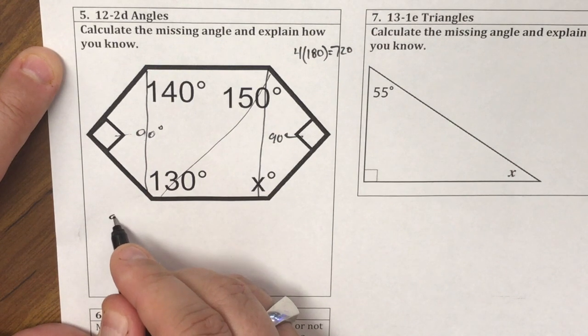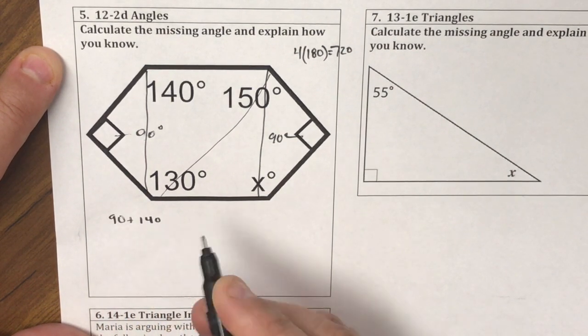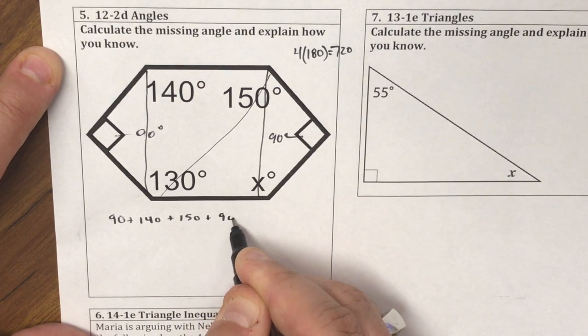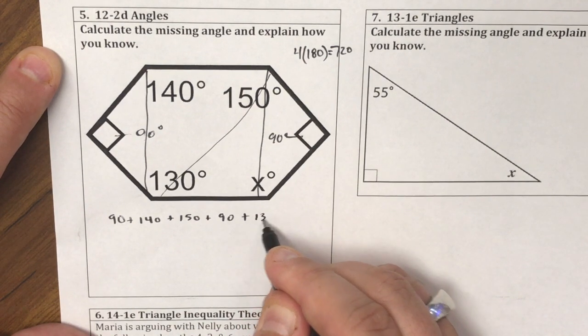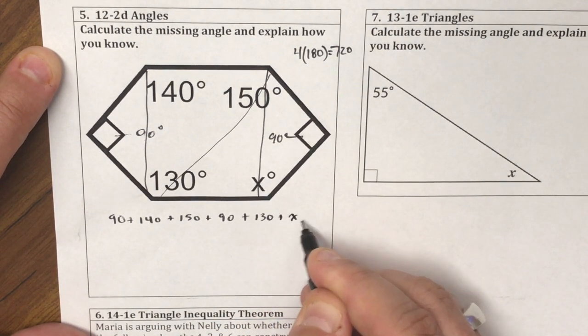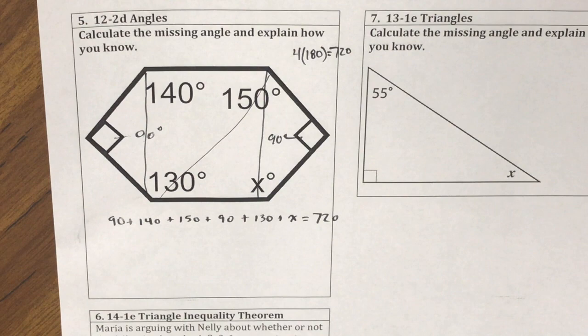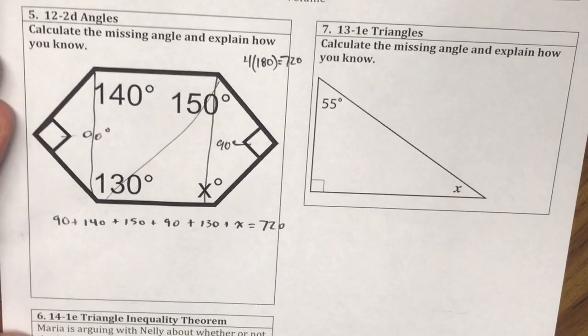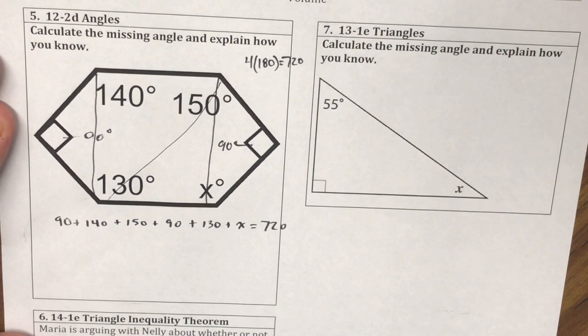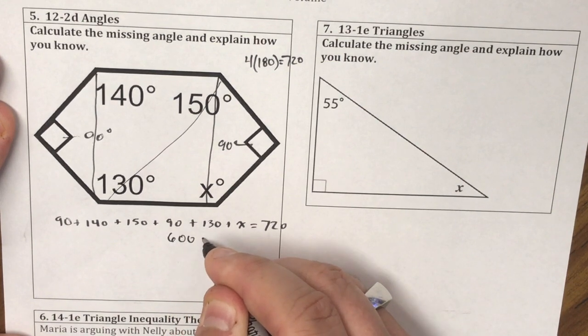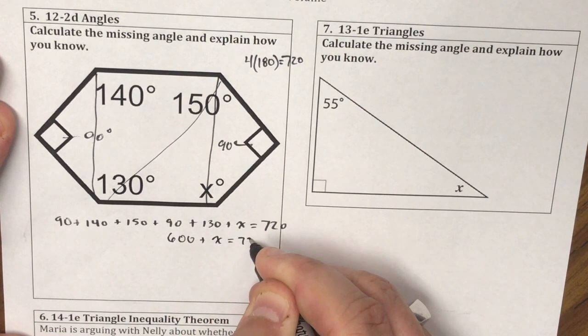So I could do 90 plus 140 plus 150 plus 90 plus 130 plus x equals 720. Now I can sum all of those. 90 plus 140 plus 150 plus 90 plus 130 is 600. 600 plus x equals 720.